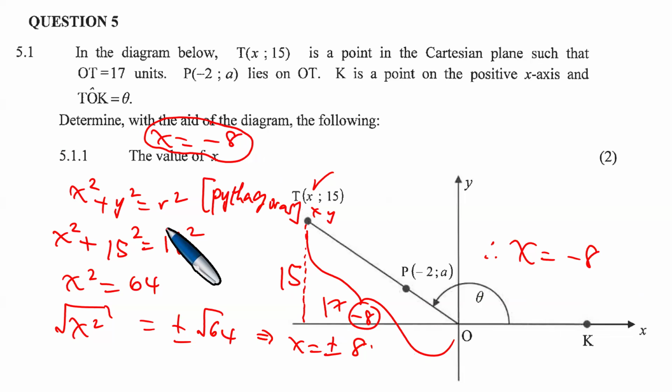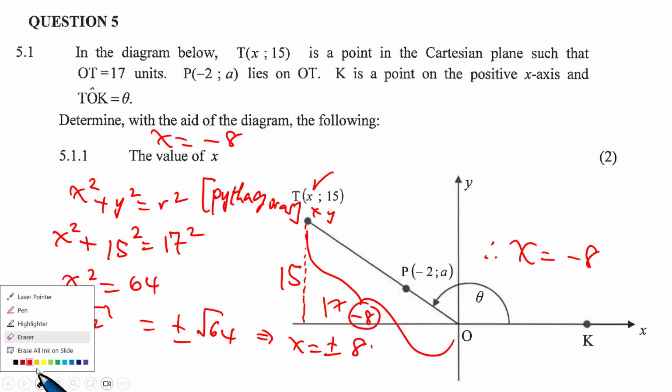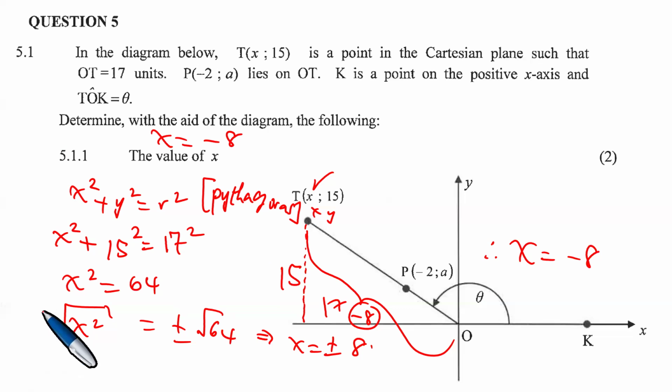Okay, so we have exactly that. We move to the next question and solve the next one. So that is the value of x, and x is minus 8. Okay, right. We move to the next question right now.